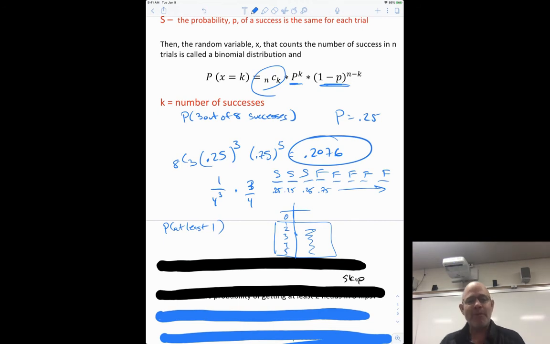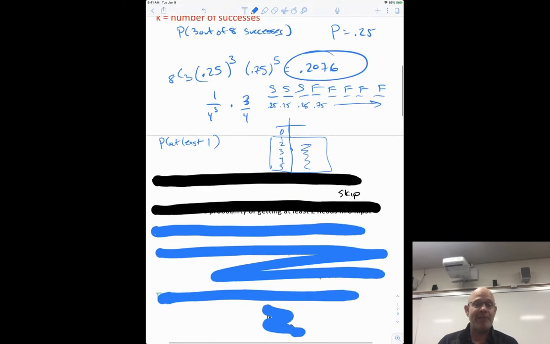So the only problem with this is it's a nice little method for finding exactly 3 out of whatever. But when the number starts to get bigger, this gets to be a pain. So imagine me saying, find the probability of getting at least 10 out of 100. And now you've got to add up 0, 1, 2, 3, 4, 5, 6, 7, 8, 9, or at least 50. So what we do is we can simplify this a little bit.